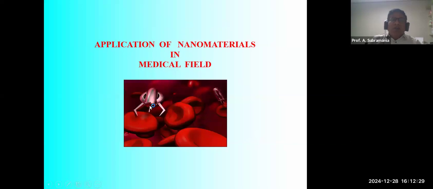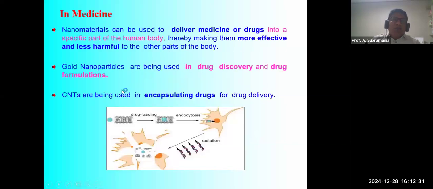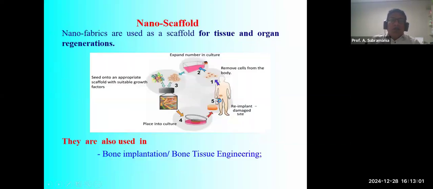Then applications of nanomaterials in the medical field. Nanomaterials can be used to deliver medicine or drugs into a specific part of the human body, thereby making them more effective and less harmful to the other parts of the body. Gold nanoparticles are being used in drug delivery, drug discovery, and drug formulations. CNTs are being used in encapsulating drugs for drug delivery.